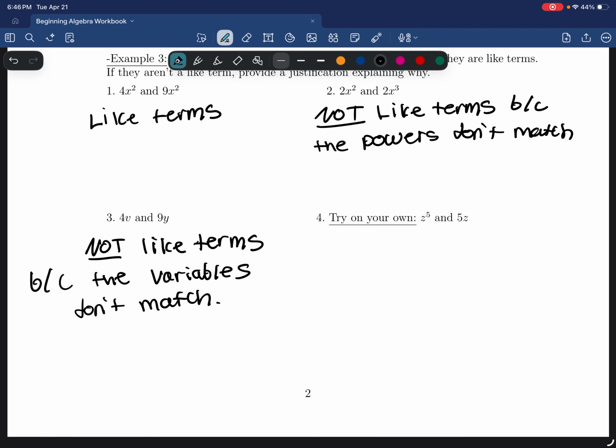Alrighty, and taking a look at example 4, both the variables are the same. They're both z, but the powers don't match. We have a power of 5 and this invisible power of 1 here next to that z. So because the powers aren't the same, these are not like terms.